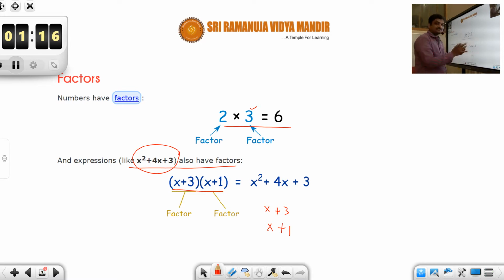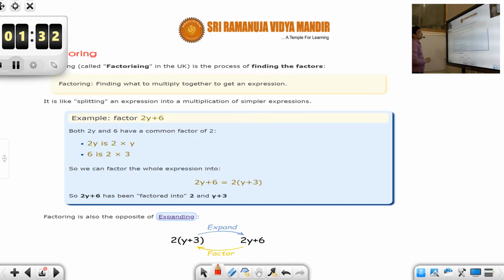Factorization means splitting the terms, or reducing the degree, expressing it as a product of terms with lesser degree. So similar to numbers, even polynomial expressions have factors. Now let's see how we can factorize. We'll call the process factorizing. It is a process of finding the factors.